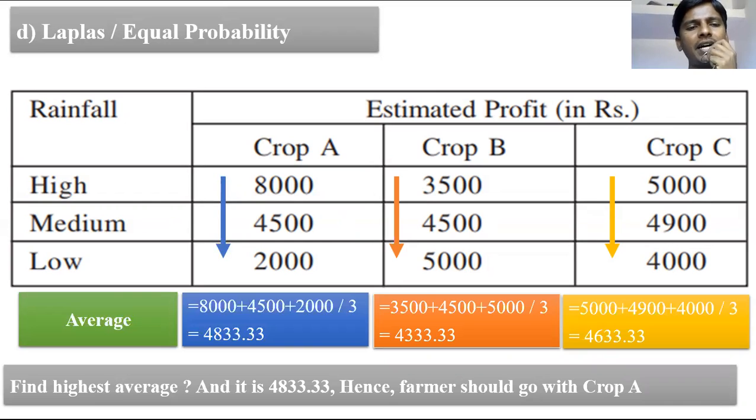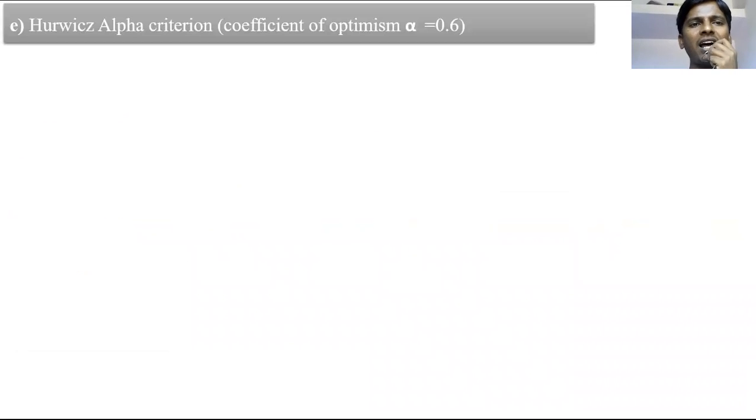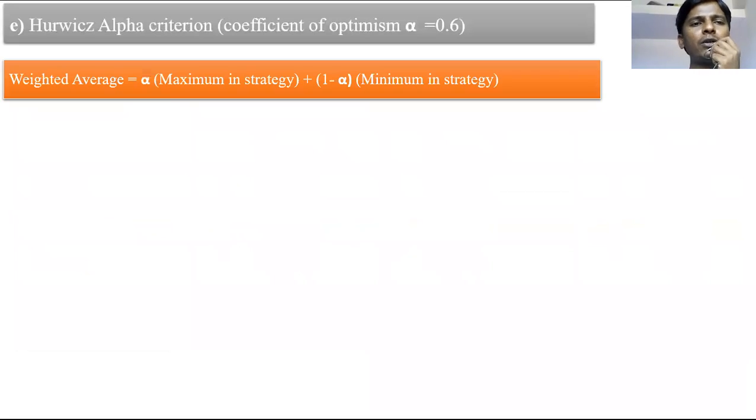And whichever average is highest, that highest average you have to suggest. Next criterion they have asked is Hurwicz's alpha criterion, the coefficient of optimism, where alpha is equal to 0.6. So to calculate the value of Hurwicz's alpha, how do we calculate it? You need to use the weighted average method.